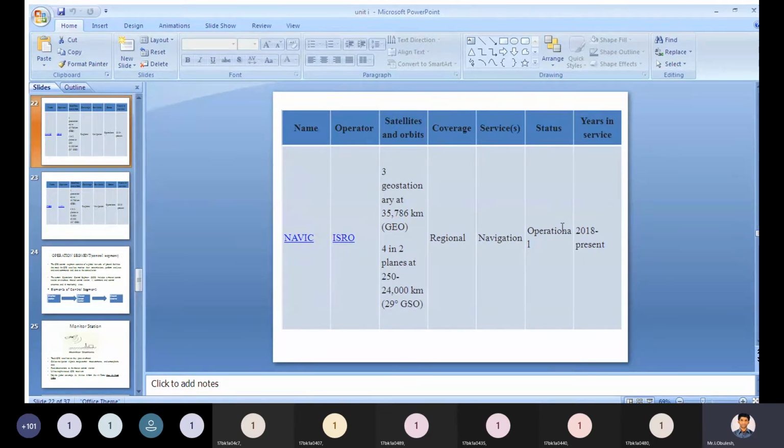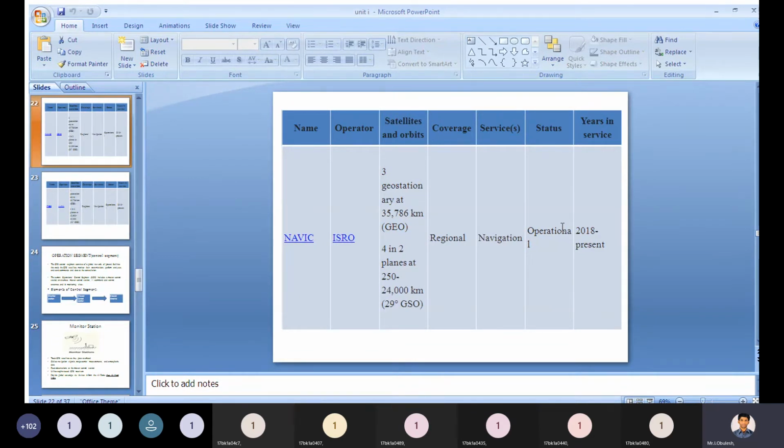In this, we have 3 geostationary satellites, which will cover around 35,786 kilometers, and 4 satellites in 2 planes. So in each plane, we are going to keep 2 satellites, and it will cover 250 to 24,000 kilometers, at 29 degrees with the equator. It is covered regionally, and it is used for navigation purposes.